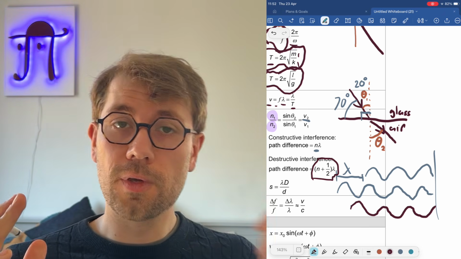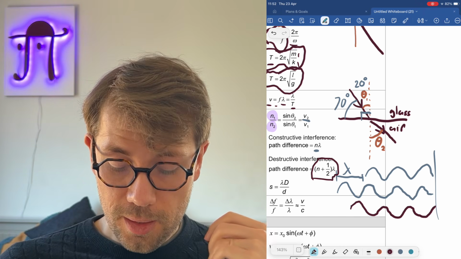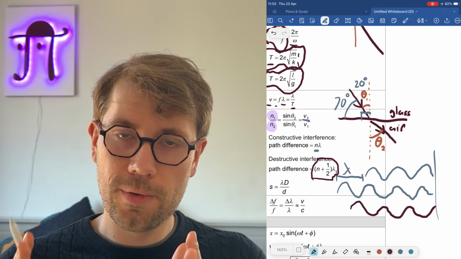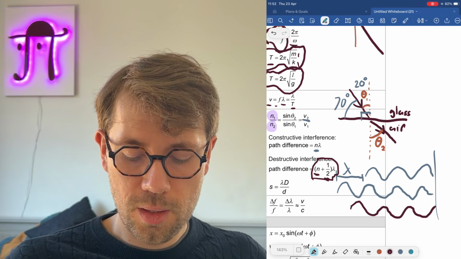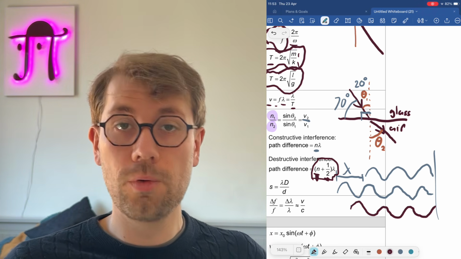We get destructive interference. And this would happen if I had a path difference of half a wavelength or half a wavelength plus a whole wavelength, which is kind of what we get here, or half a wavelength plus any amount of whole wavelengths.